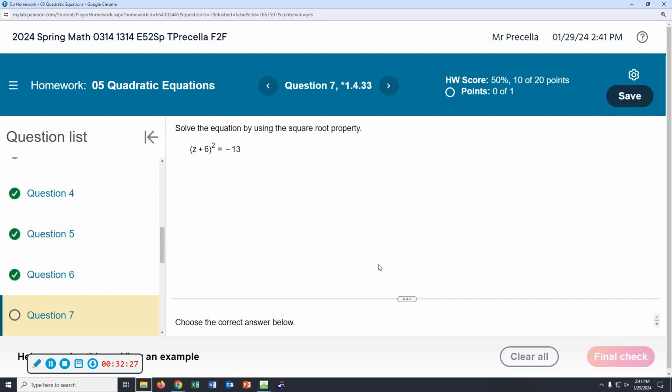Oh, is that a Z? It sure is. Z plus 6. Be careful. Z's so often start looking like 2's. S's look like 5's.